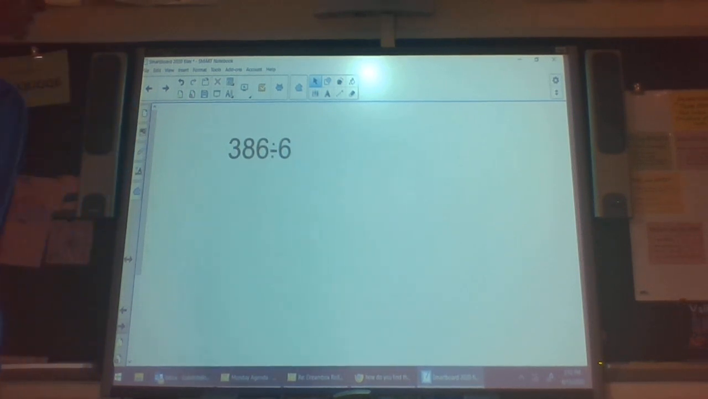Okay, here's your first enrichment problem. 386 divided by 6. Go ahead and work on it, and I'll come back and we can do it a couple different ways.